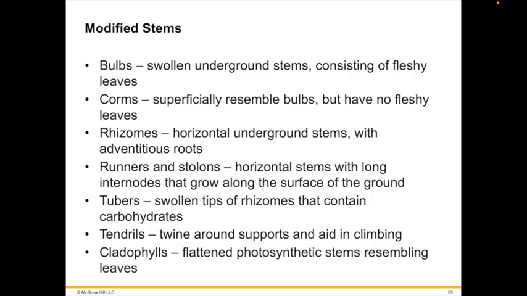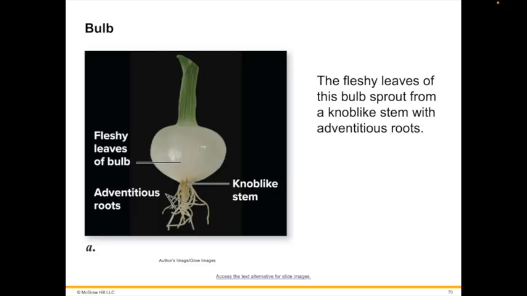Bulbs. Onions, lilies, and tulips have swollen underground stems that are really large buds with adventitious roots at the base. Most of a bulb consists of fleshy leaves attached to a small knob-like stem, and for most bulbs, next year's foliage comes from the tip of the shoot apex, protected by storage leaves from the previous year.